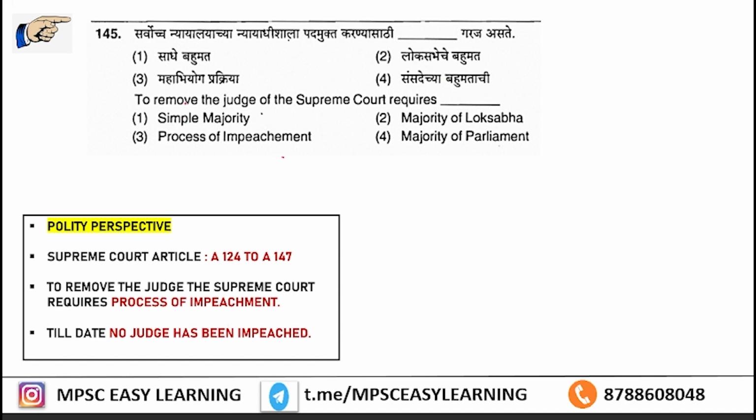Next one. To remove the judge of the Supreme Court requires dash: simple majority, process of impeachment, majority of Lok Sabha, or majority of Parliament. यहाँ आपका सही जवाब है: the process of impeachment is required to remove the judge of the Supreme Court. And the articles on the Supreme Court are Article 124 to 147. To remove the judge, it requires the process of impeachment, and till date, no judge has been impeached.